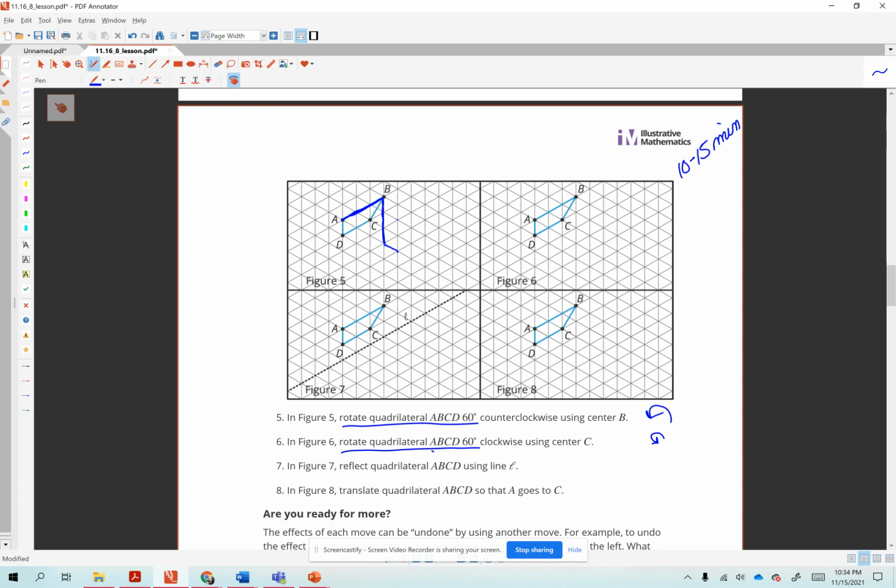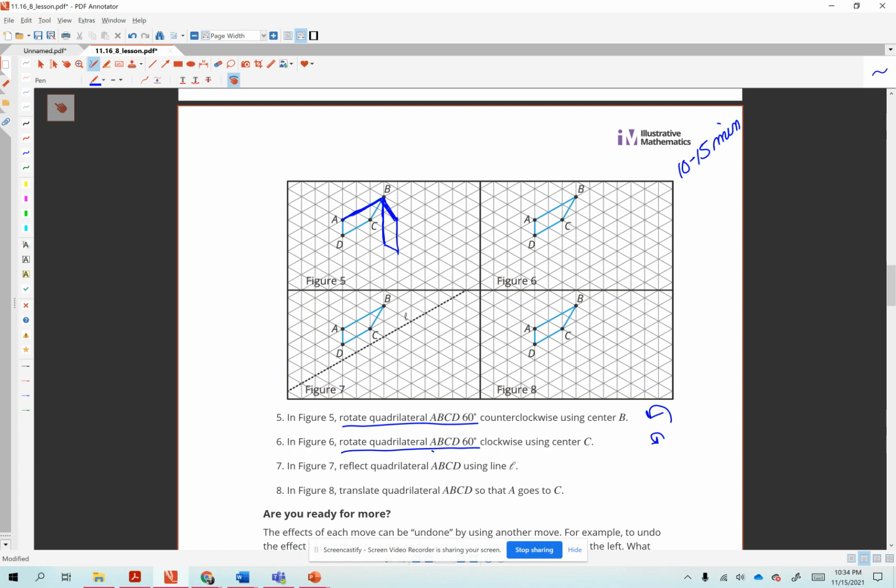And C, go right there. Close the figure. And that's our new figure.